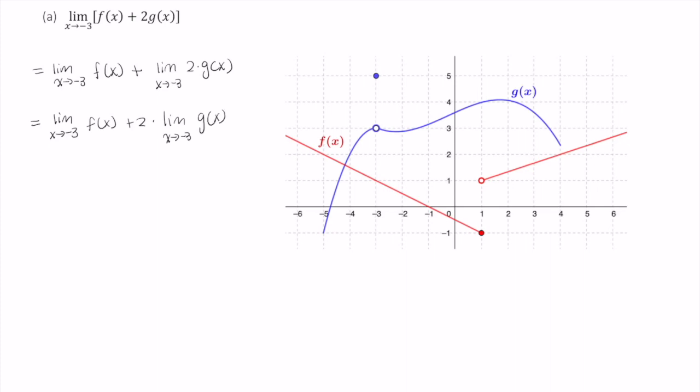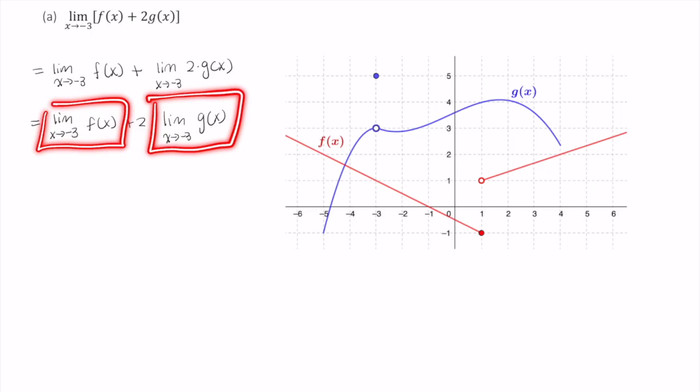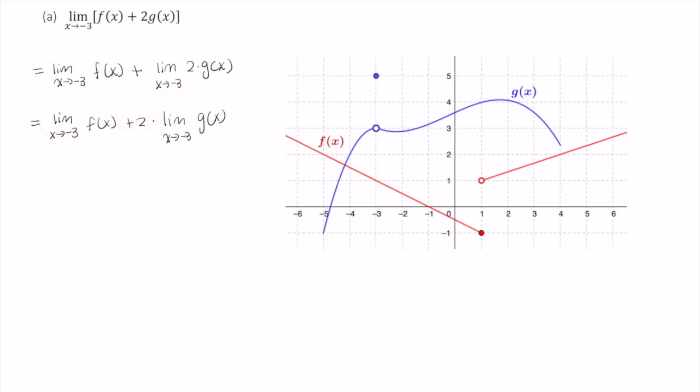Now all that is left is to look at the graph to evaluate the limit of f of x as x approaches negative 3, and then do the same thing with g of x, that is, evaluate the limit as x approaches negative 3 of g of x. So first, f of x. As x approaches negative 3, you'll notice that f of x approaches 1. Next, let's look at g of x in blue. As x approaches negative 3, g of x approaches positive 3. This gives us 1 plus 6, which is just 7.